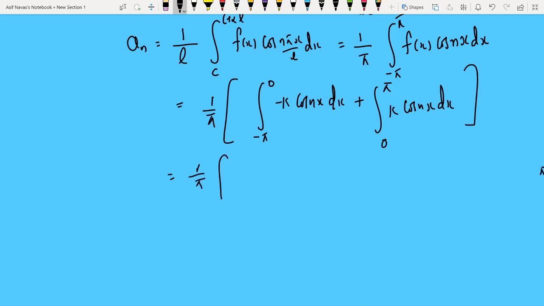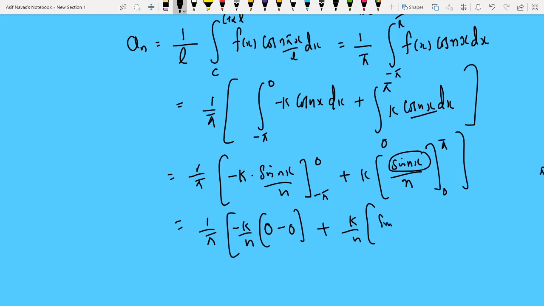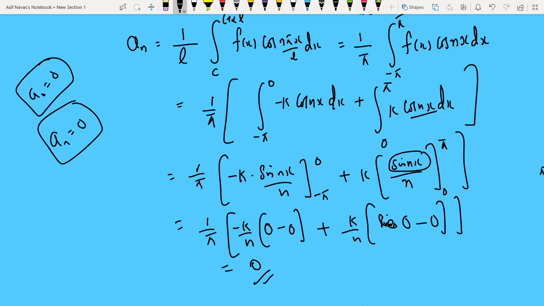So this is equal to 1 by pi, integral of cos nx is sin nx by n. So minus k into sin nx by n from -π to 0, plus k times sin nx by n from 0 to pi. So this is 1 by pi, minus k by n, sin 0 is 0 minus sin minus n pi, again 0, plus k by n, sin n pi is 0 minus sin 0, 0. So we will get the answer 0. So I got an is also equal to 0. a naught is equal to 0 and an is equal to 0.